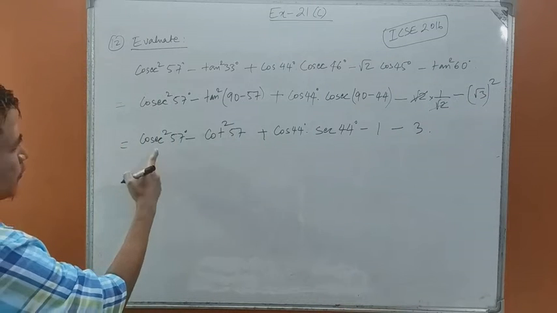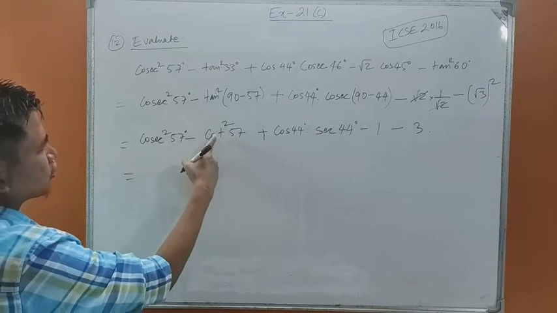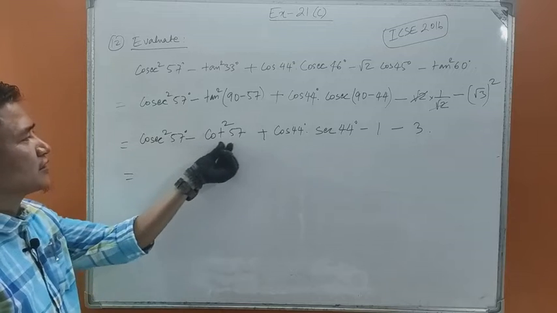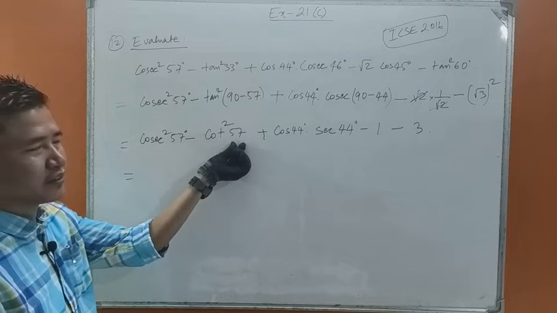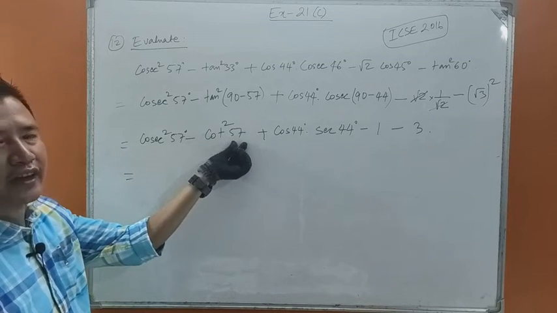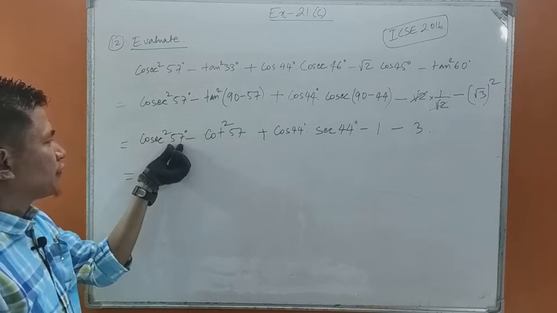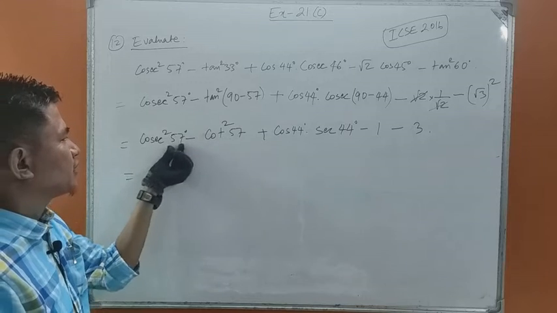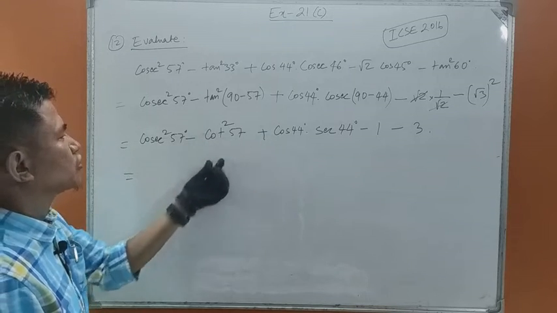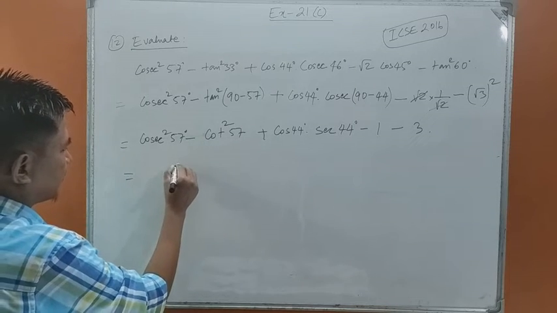Now here we have cosec square theta minus cot square theta. Since the angles are same, 57 and 57, isn't it? If the angles are different, we cannot write 1. Okay, angles must be same. Cosec square 57 minus cot square 57. Angles are same, so cosec square theta minus cot square theta is 1.